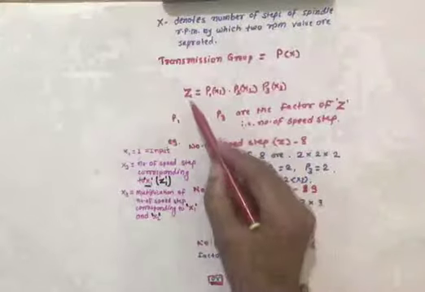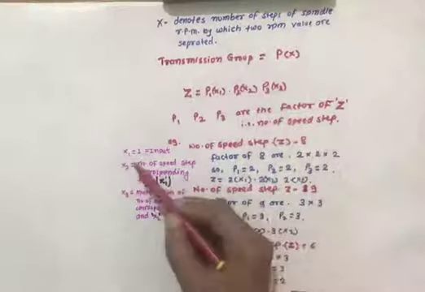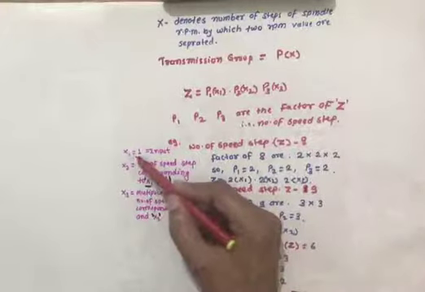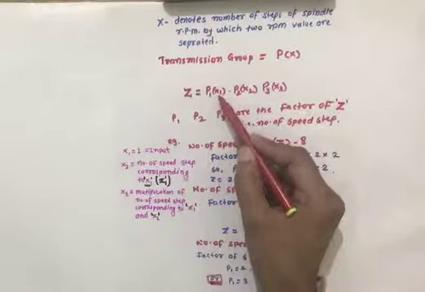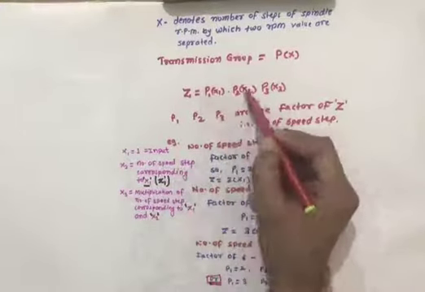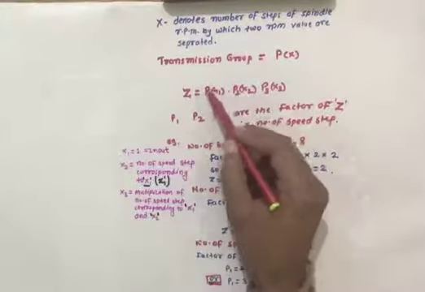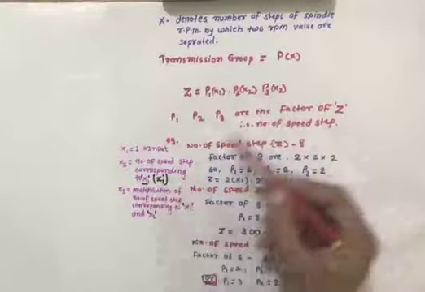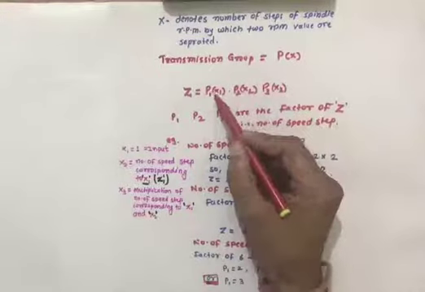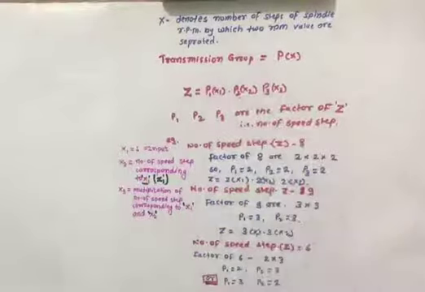Just remember that Z, that is the structural formula, is equal to p1 x1 p2 x2 and p3 x3, where p1 p2 p3 are the factors of Z, that is the number of speed steps, and x1 is always 1, that is input 1. x2 will be the number of speed steps corresponding to x1, so the factor corresponding to x1 will become x2, and x3 is a multiplication of the speed steps corresponding to x2 and x1. These are the speed steps corresponding to x1 and x2, so the multiplication of these two will become x3.